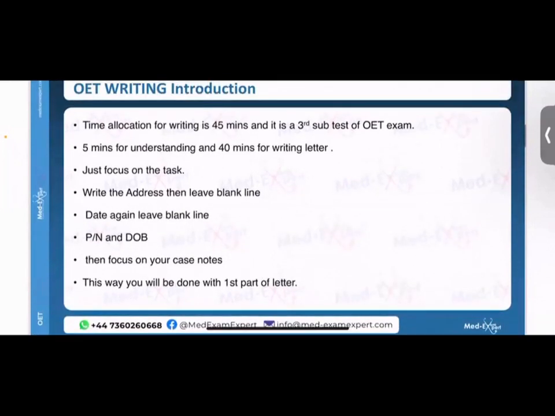I would say to all of you, just focus on your writing task in the first 5 minutes so that you can gather all the information in your mind about what things you are going to compile in this letter. This is the very basic and necessary thing. Just by reading the writing instructions 2 to 3 times, you may get a clear idea of what kind of letter it is and what information you are going to provide in your letter.